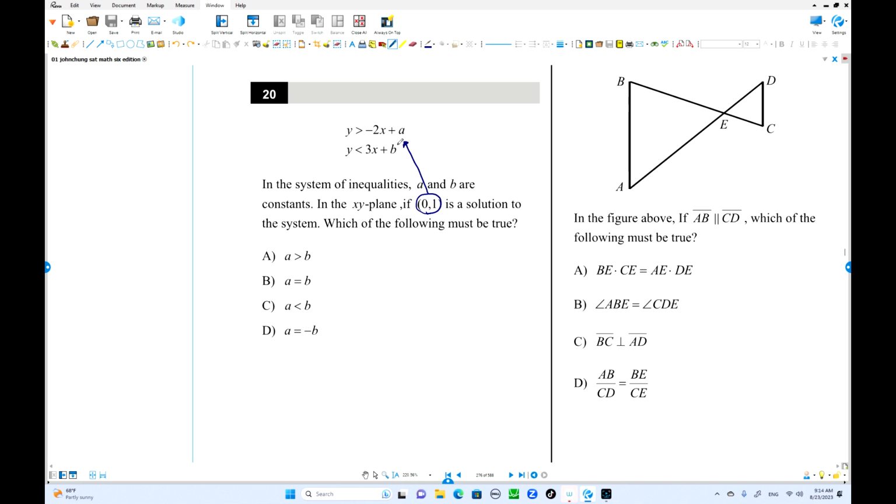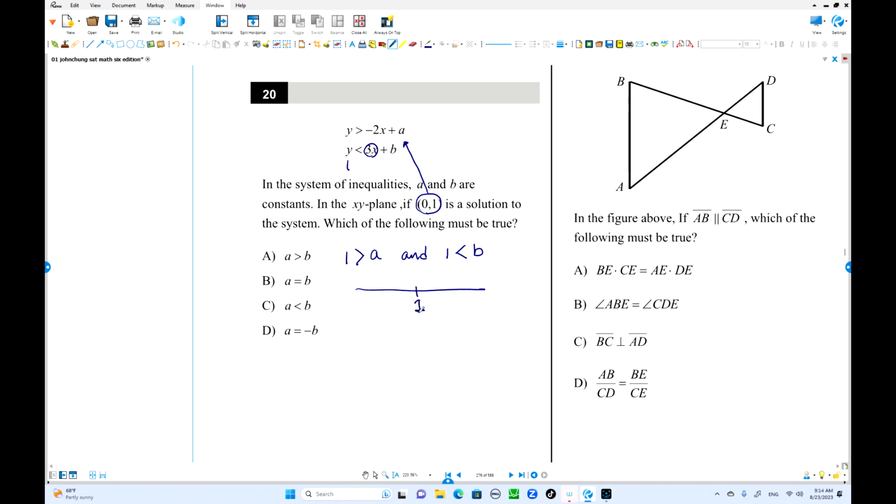Okay, so when y equals 1, x equals 0. So this is 0, this is A. That's the first one. And the second one is, this is 1, x equals 0, B up there. So 1 is less than B. So A is less than 1.